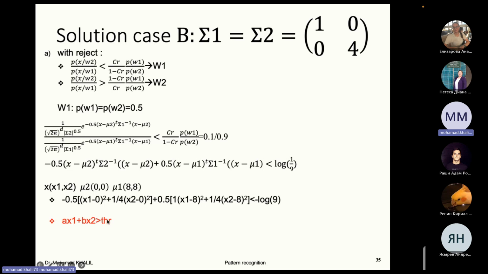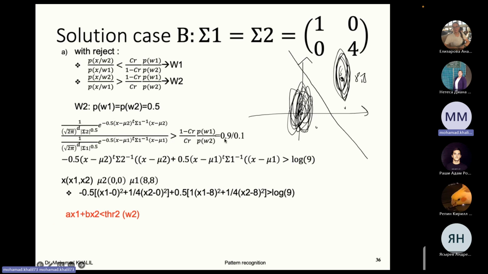Ax1 plus bx2 greater than a threshold. Okay, x1 and x2, because here you have x1 square, and here you have x1 square, here is minus, here plus, so you will not have x1 square, but you will have another line. And here is the same. If you put this and this at the term, you will have all this data greater than log 9, so you will have another line. So here you can have another line and another line here, and between them you will have class 0, and here class 1, and here class 2.